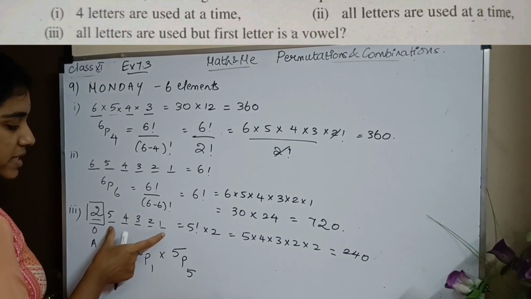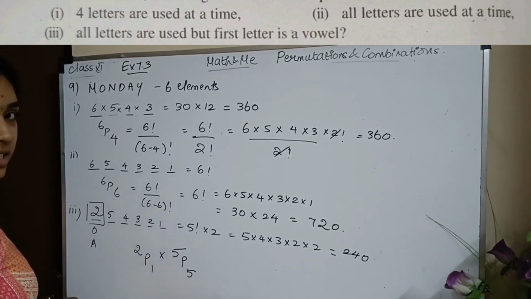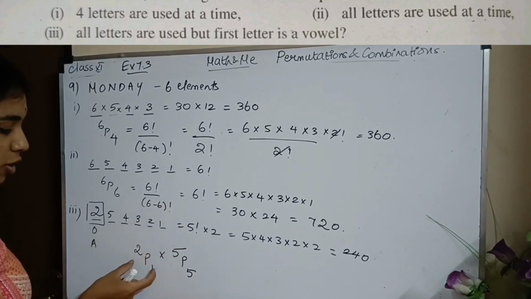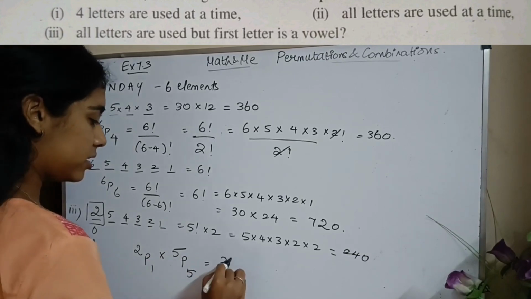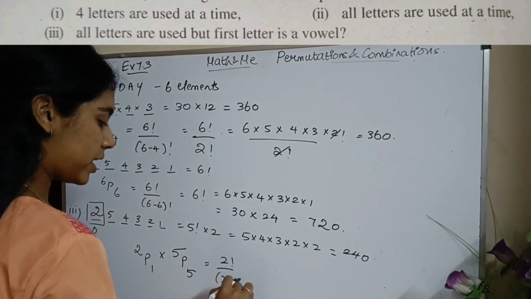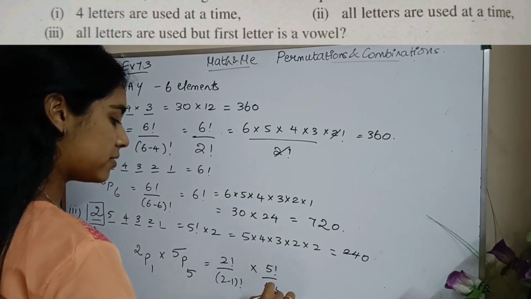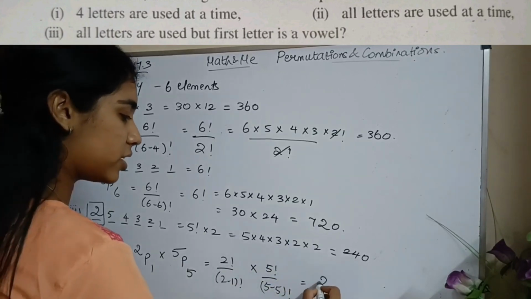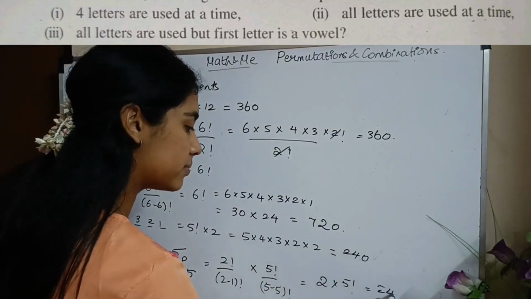Then for the next 5 places, I have 5 more elements remaining. So 5 elements from the 5 elements that are remaining. So this is an AND, meaning I need 6 places, so 1 option into 5 options. So I have 2P1, which is 2 factorial divided by (2 minus 1) factorial, times 5P5, which is 5 factorial divided by (5 minus 5) the whole factorial. That is 1 factorial, 2 factorial, and 2 into 5 factorial. Again I will get the same answer, which will be 240.